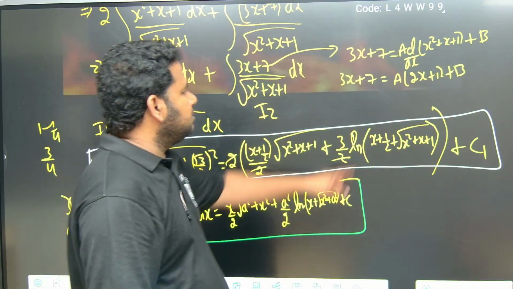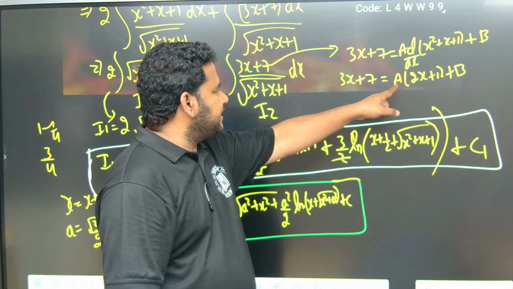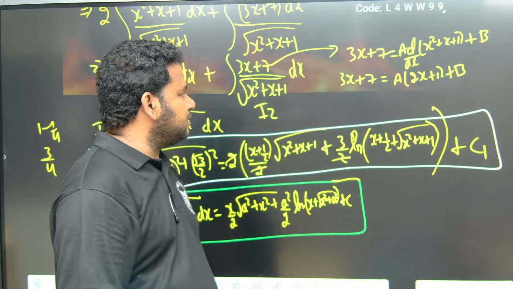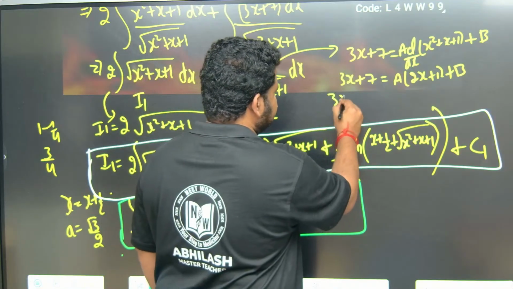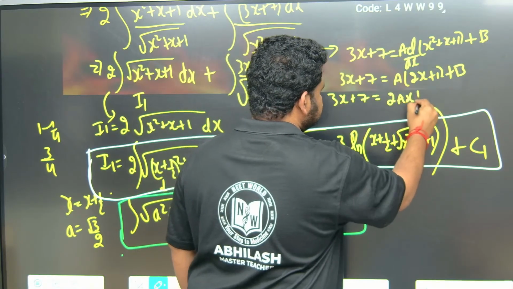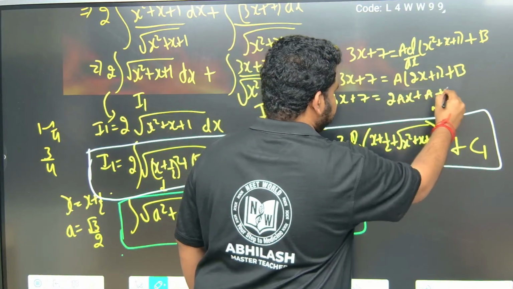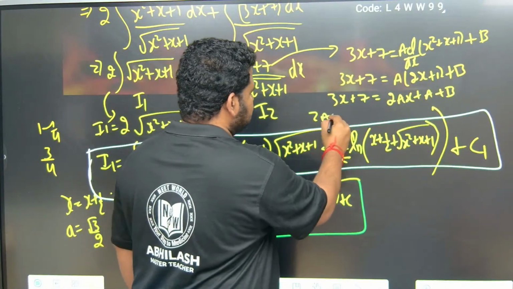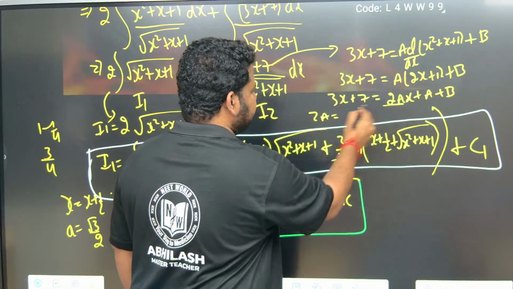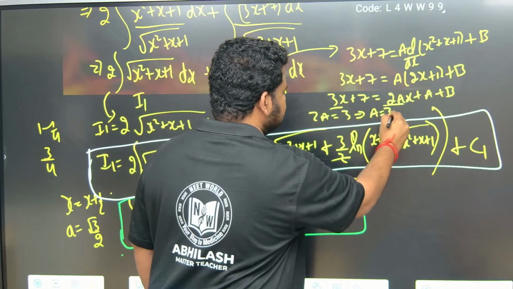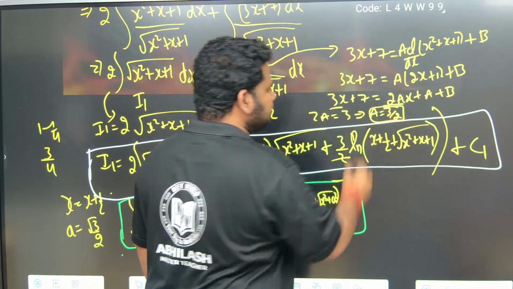Let me write it here. 3x plus 7 is equal to 2ax plus a plus b. So 2ax is equal to 3. If we equate the coefficients of x, 2a is equal to 3. This implies a is equal to 3 by 2.